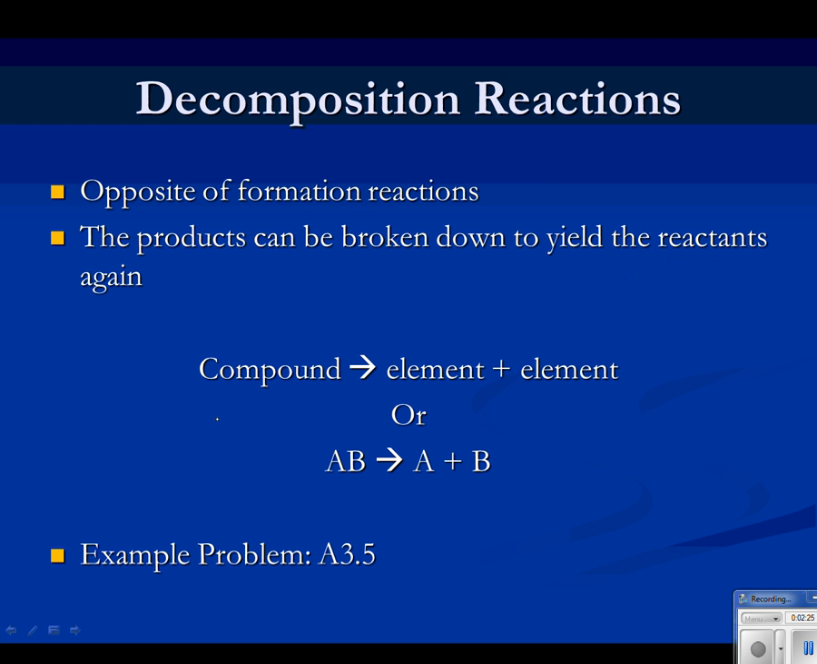Now, the next one after that is a decomposition, which is the opposite of a formation reaction. And this is when the products can be broken down to yield the reactants again. So where the compound now is in the reactants position, and this will give us in the products 2 elements. So you can see there AB gives you A plus B. And you also have practice problems in table A3.5 of your textbook.